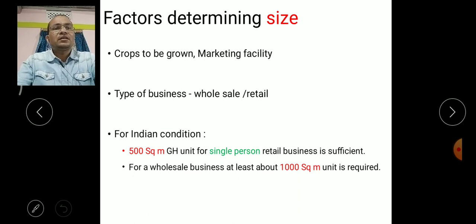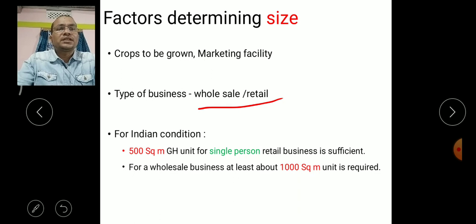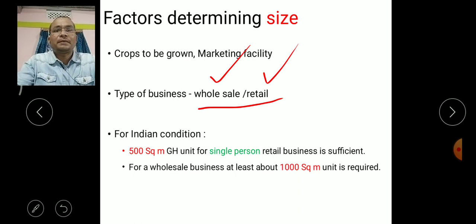Another is the type of business, whether it is for wholesale or retail purpose. Depending on this, your size will be different. If it is wholesale, the size will be bigger. If it is retail, obviously it will be smaller. For Indian conditions, a recommendation is that 500 square meters for a single person in retail business is sufficient. For wholesale purpose, at least a 1000 square meter unit is required.